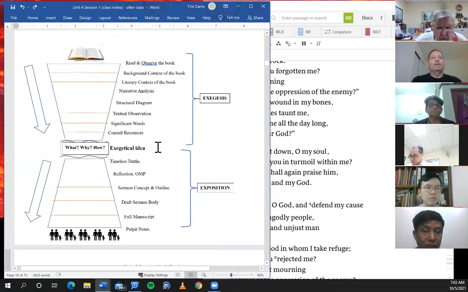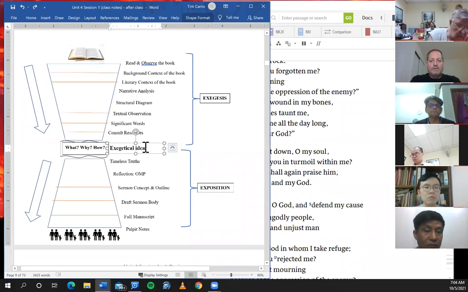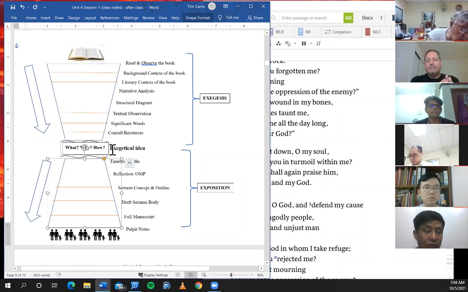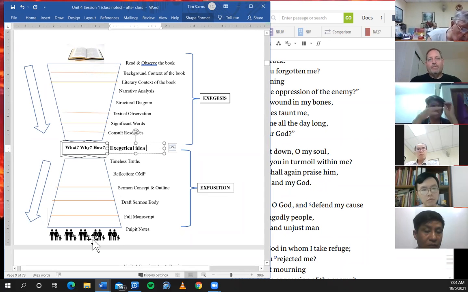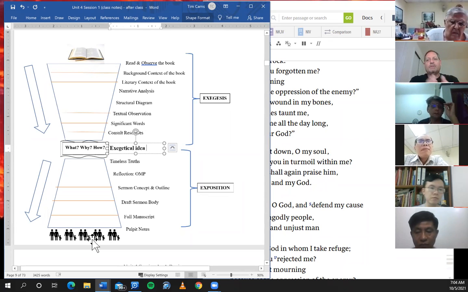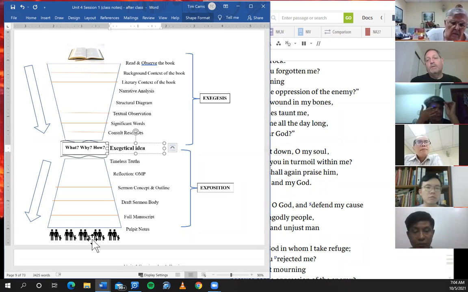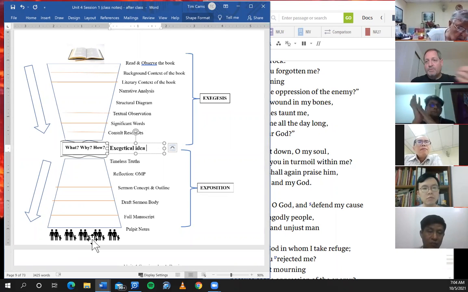Just another way to look at this is the top half. We're moving towards understanding the author's intended meaning. That's the exegetical idea. And then now moving away from that, we take the author's intended meaning, the exegetical idea, and move towards our hearers. And how can we take what the author said to his audience and explain that clearly to our audience, to our hearers, so that they would understand the truth and apply the truth.